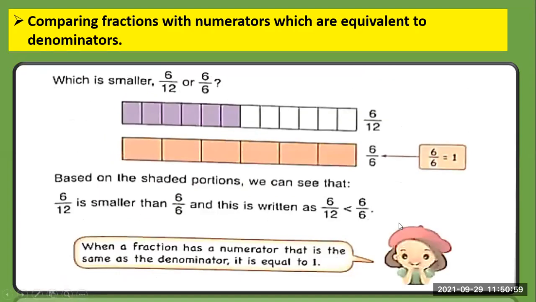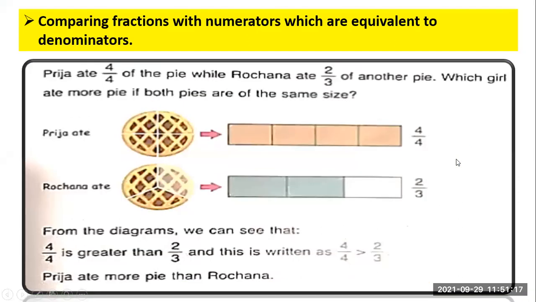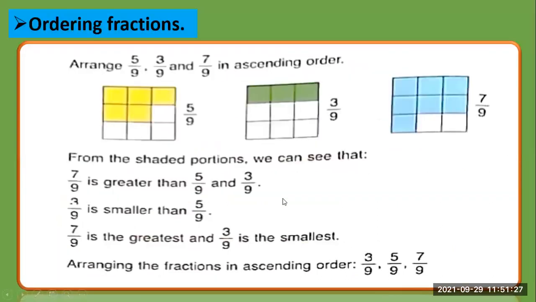Here, which one is smaller? Of course, we can see it here that 6 over 12 is smaller than 6 over 6. 6 over 6, if the numerator and the denominator are the same, it is equal to 1 whole. Okay, 1 whole. So the same here. So which is greater? Of course, 4 over 4 is greater than 2 over 3.